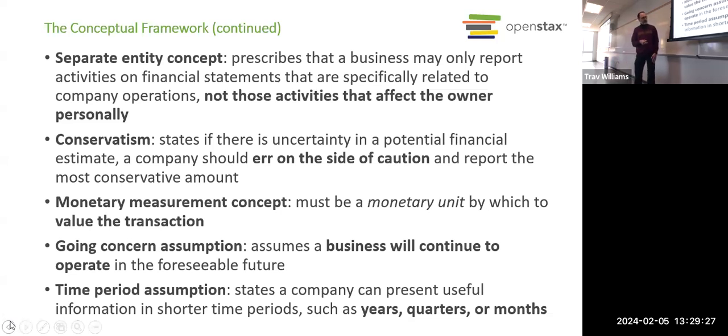And the last one here, the time period assumption, just says that even though financial statements are often for a year of time, we can make financial statements for other periods of time, like a quarter, which would be 3 months, 1 month, or even shorter than that if you want to, okay? So financial statements could be for various periods of time.